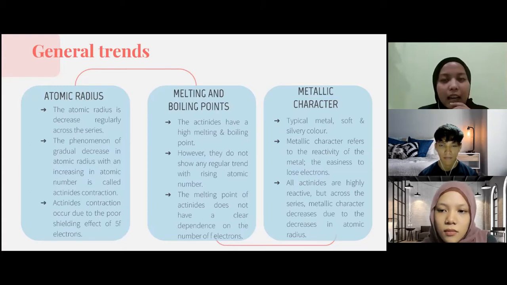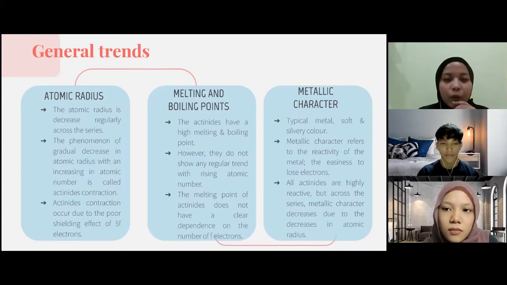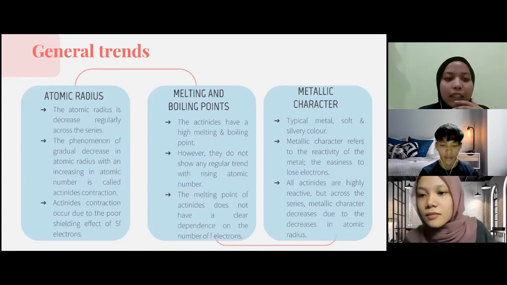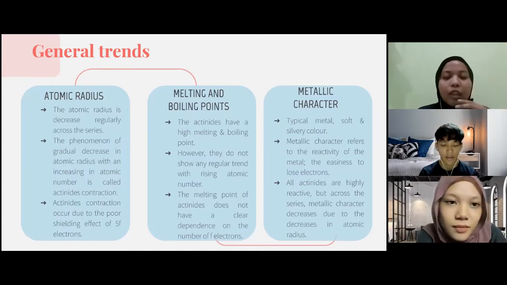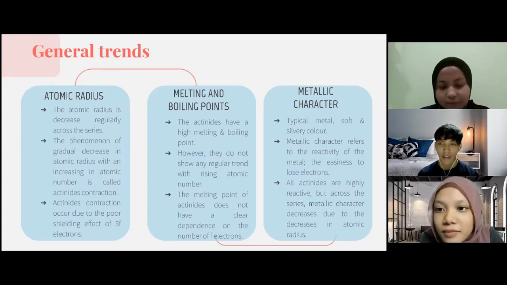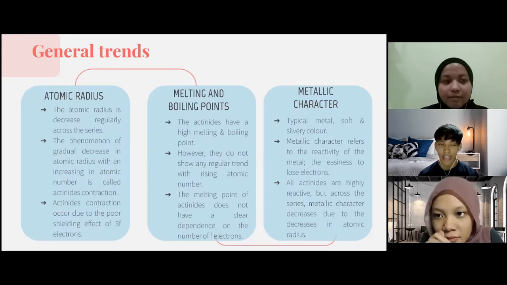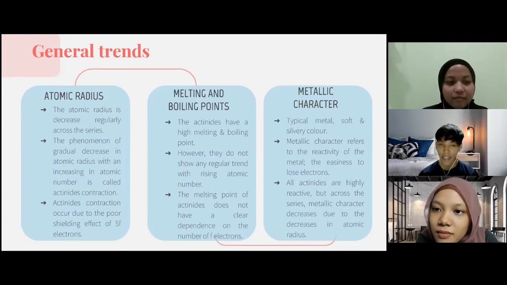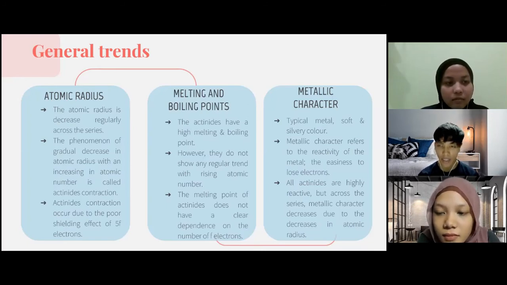Zaki, can you give me at least two examples of this increasing atomic number but decreasing atomic radius? For example, the atomic radius of the famous uranium, with atomic number 92, is 230 picometers. Next to uranium, we have neptunium, whose atomic radius is 200 picometers, while its atomic number is 93.